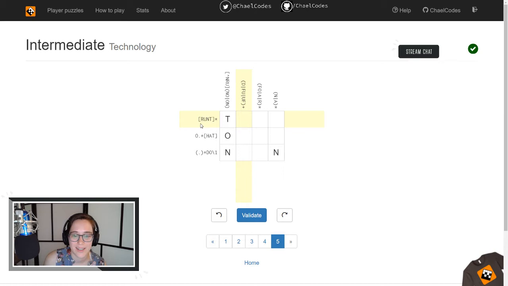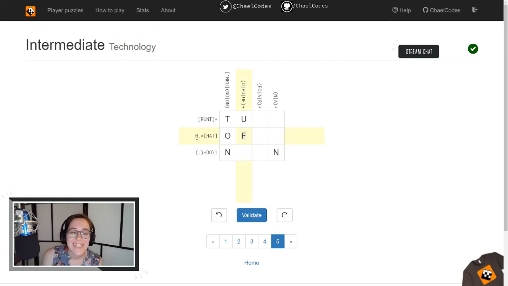So let's see. This one has to be within the word runt. We have the option of either D, FU, or UF. This is family friendly, so we're not going to go with FU, we're going to go with UF, and also because this U, which is the starting character, fits within runt.